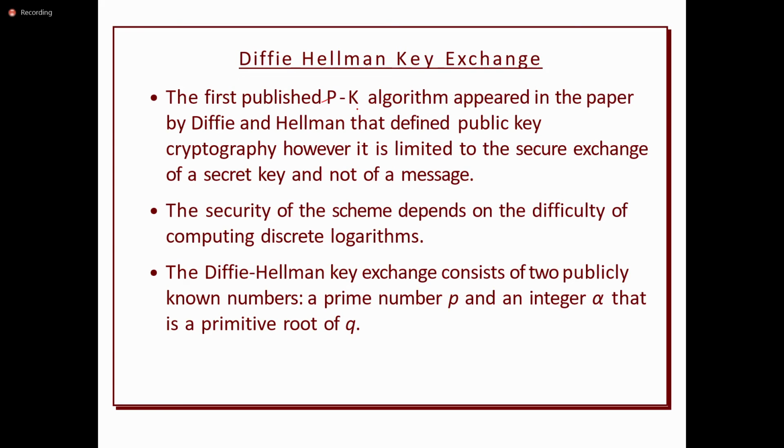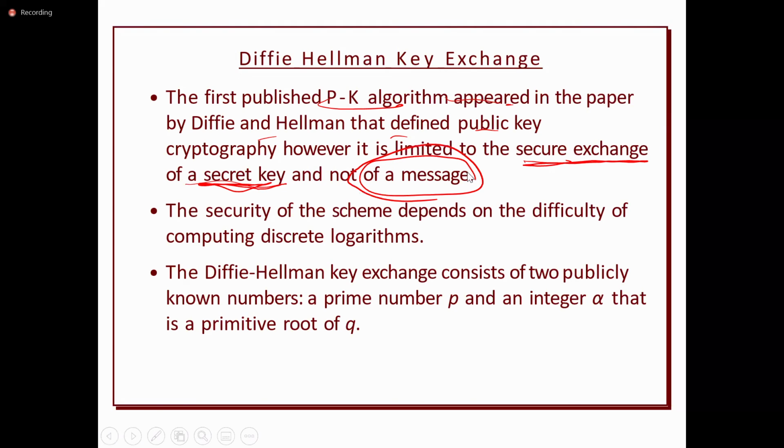It is the first published public key algorithm, Diffie-Hellman, from the different public key cryptography. It is used to securely exchange a secret key. The secret key will be shared between the sender and receiver for symmetric key algorithms. In order to share that secret key, this algorithm will be used. Not for encrypting the message, not for converting the plain text to ciphertext, but instead to share the key.